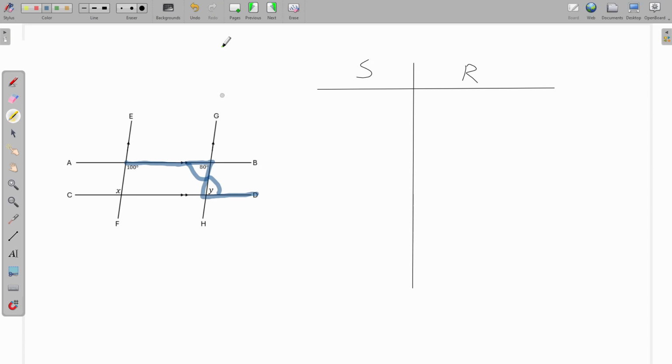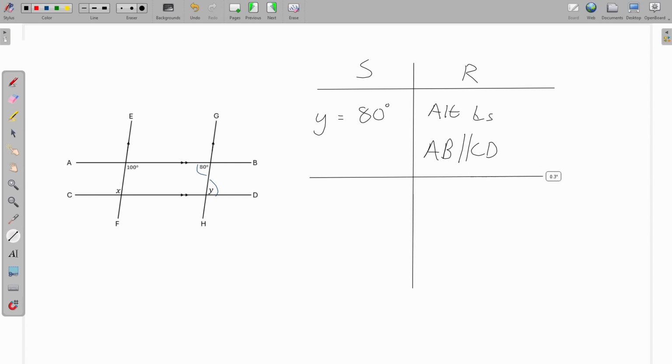80 and Y are going to be alternate angles. Let's double check the arms of the Z, yes, AB is parallel to CD. Therefore, I can make the statement that 80 degrees and Y are alternate angles. Statement, therefore, Y will be equal to 80 degrees, and my reason, alternate angles. As always, we need our proof, which parallel lines we use to make this happen, AB being parallel to CD. So we've dealt with Y.